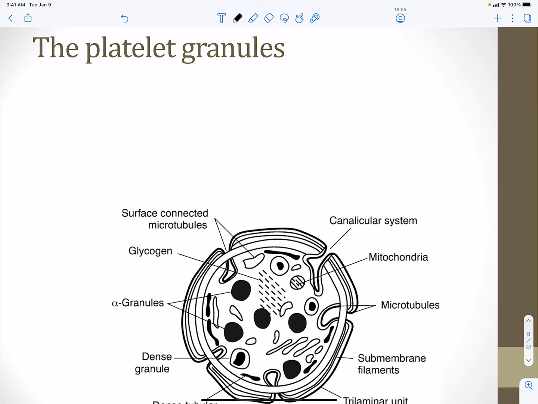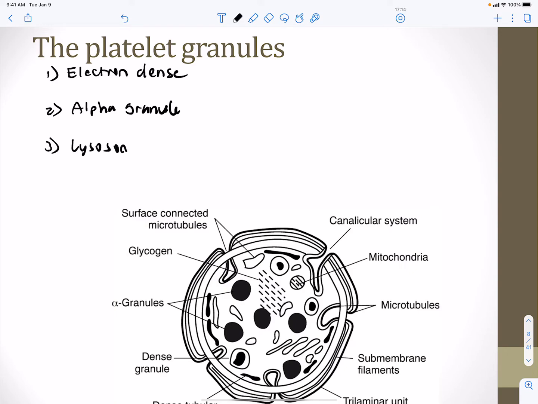They have what's referred to as an electron-dense granule, and they have an alpha granule, and they have a lysosomal granule. And remember, all of this came from the megakaryocyte. So the electron-dense granules are going to contain calcium. They're going to contain ADP, which is very important for platelets, ATP, and serotonin.